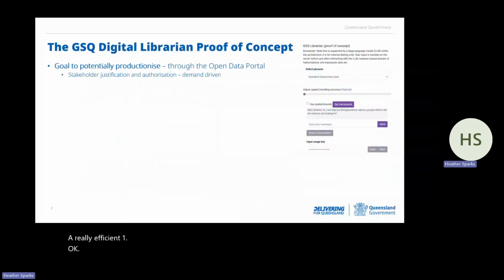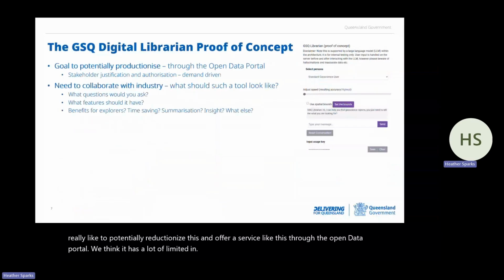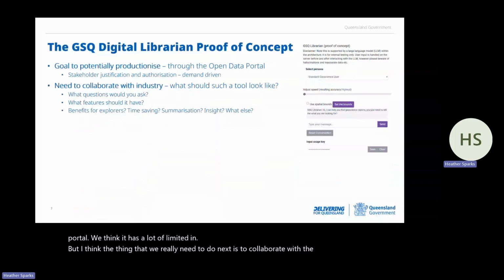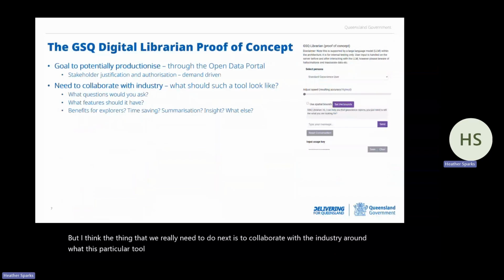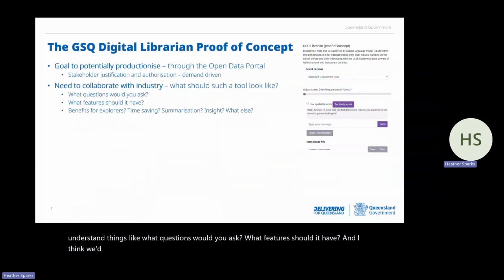So given the success that this particular tool has had, one of the things in our mind is that we'd really like to potentially productionise this and offer a service like this through the Open Data Portal. We think it has a lot of validity. But I think the thing that we really need to do next is to collaborate with industry around what this particular tool should actually look like. Is this the kind of thing that industry would want and need to use? And we need to understand things like what questions would you ask, what features should it have, and we'd really like to surface some of the benefits that this kind of tool might have for explorers.